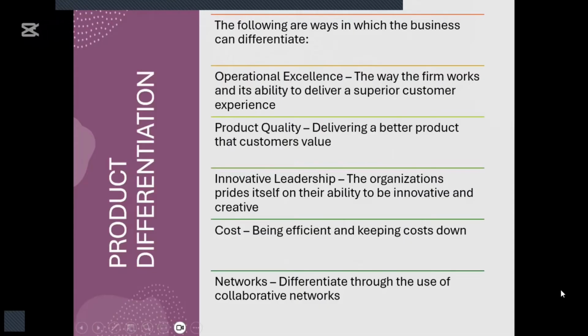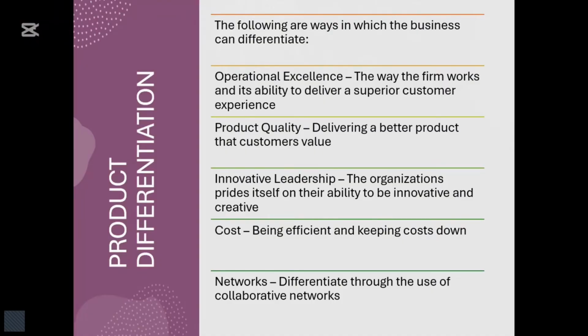Now we move on to product differentiation, and there are basically 5 different ways here in which you can differentiate. The first way is in terms of operational excellence. Sometimes the experience that a customer has when they come to your business is so much better than everybody else's that they are willing to say, you know what, I feel that difference and I might even be willing to pay more for this product compared to someone else's because of the superior service that I get.